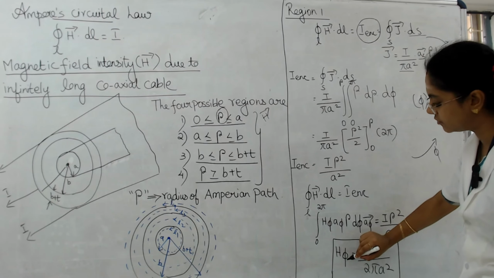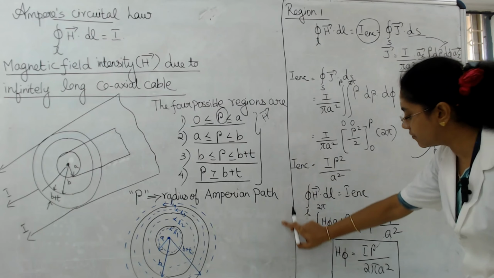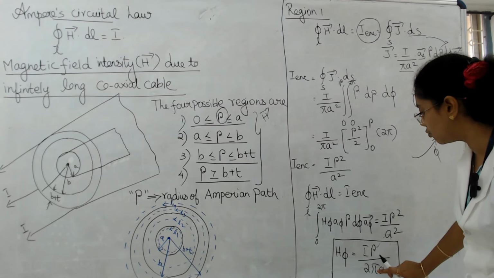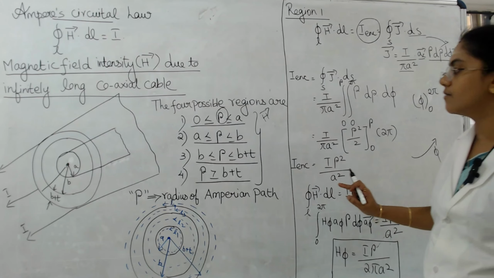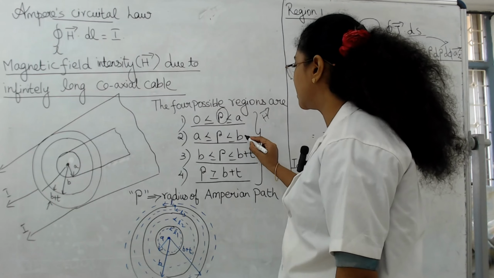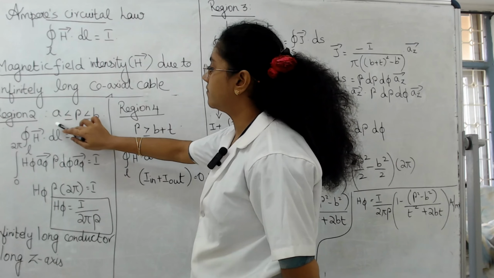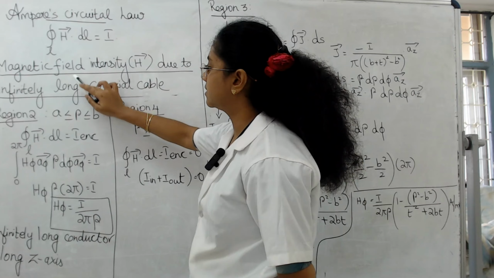So for this region 1, the magnetic field intensity that I have derived is H equal to I rho by 2 pi a squared. Next, I have to solve for the magnetic field intensity for region 2.